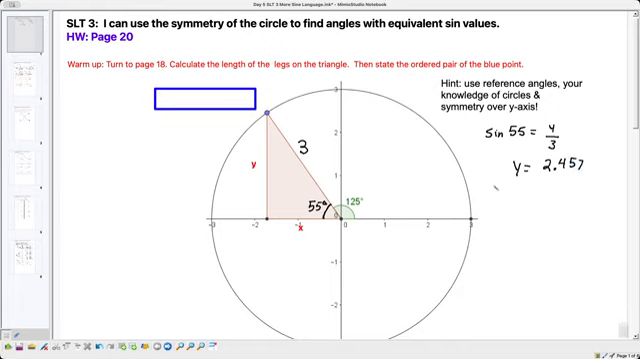Okay, we are going to set up a similar ratio for cosine. We're going to say the cosine of 55 degrees is x over 3. And in our calculator, we'll type in 3 cosine 55, and we get 1.721.